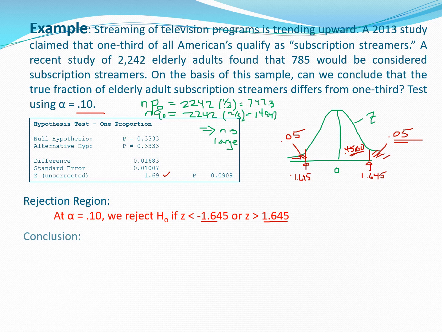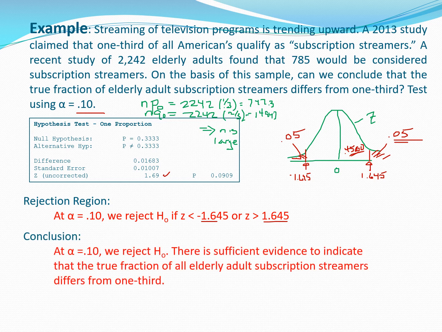1.69. We can reject. There's sufficient evidence to indicate that the alternative is true. P is not equal to 1/3. The true fraction of all elderly adult subscription streamers differs from 1/3. Test statistic, rejection region, conclusion. The only thing we need here is a random sample. That's the only assumption that's necessary.